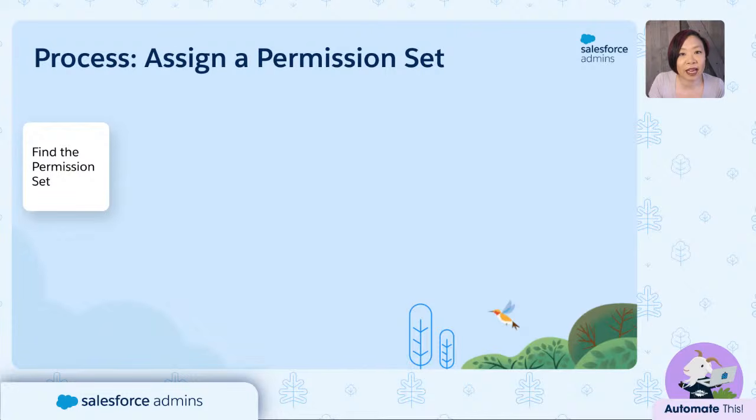So let's take a closer look at the documented steps for assigning a user to a permission set. So first we need to identify the permission set. And we know the permission set by its name, but for Flow's purposes, it needs to know the permission set ID. And we get the ID by looking at the details of the permission set record.